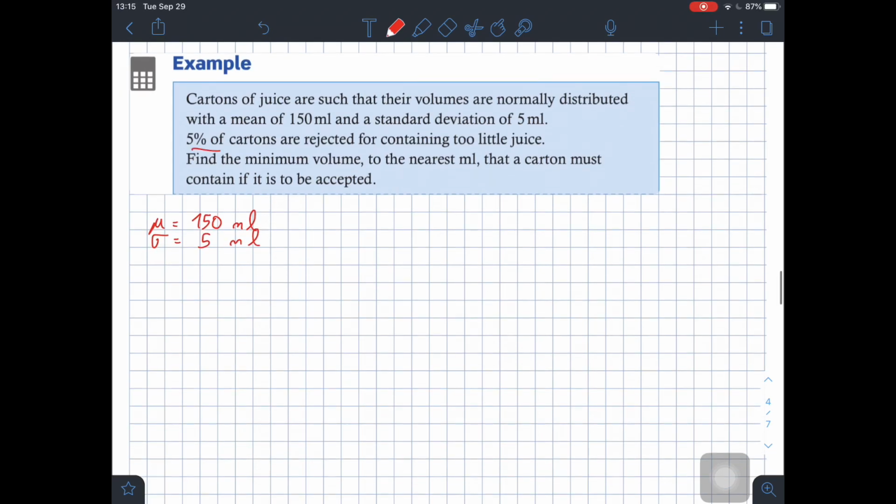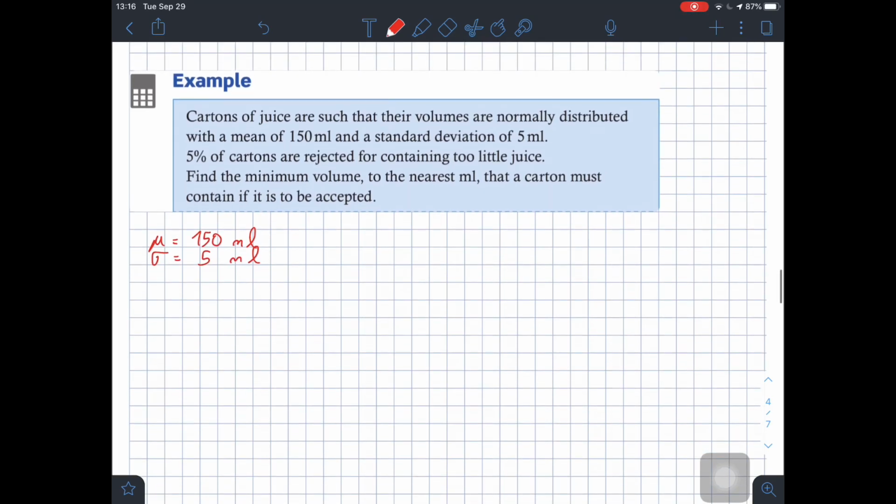It says 5% of cartons are rejected for containing too little juice, so much less than expected. Find the minimum volume to the nearest ml that the cartons must contain if it is to be accepted. So you see that this is kind of a real life application, right? One can determine experimentally what the mean would be and what the standard deviation would be. If you're producing 150 ml cartons of milk, you would expect that your mean value for the milk inside should be 150 ml, right? If it's not that value, maybe you're doing something wrong.